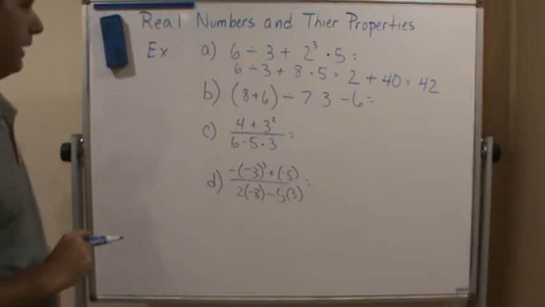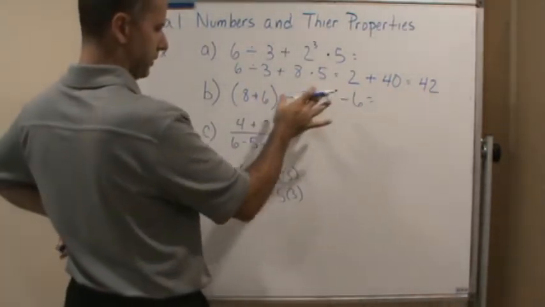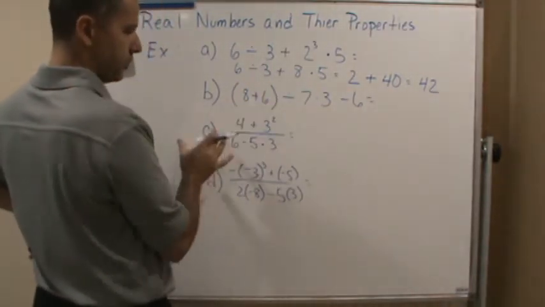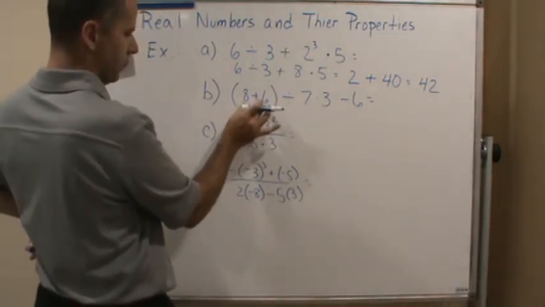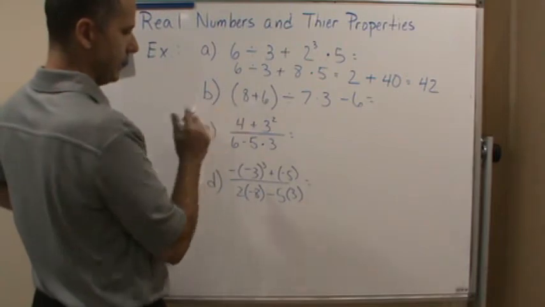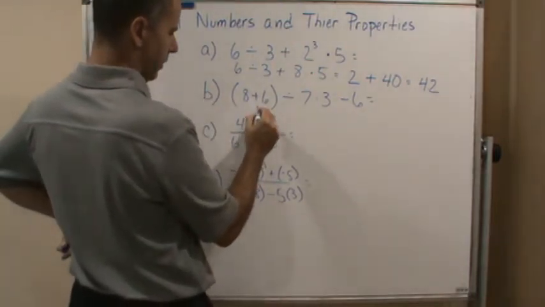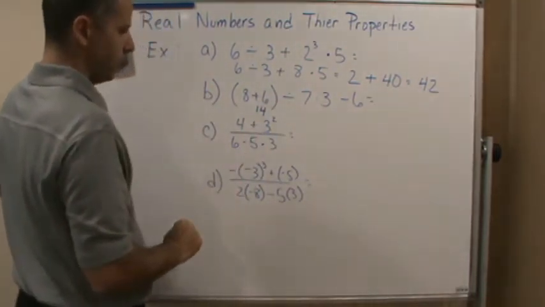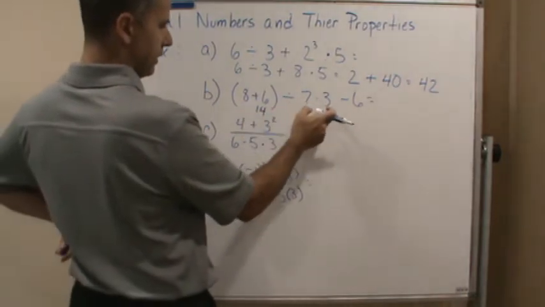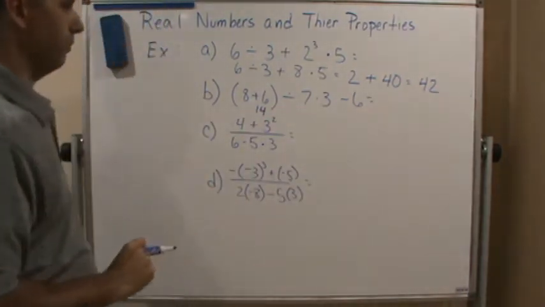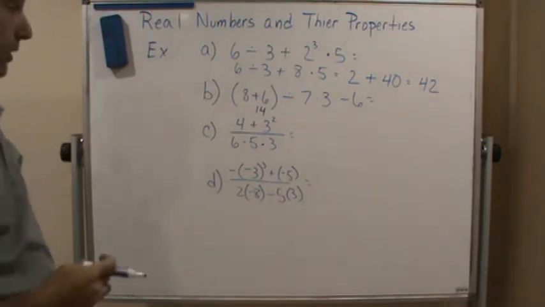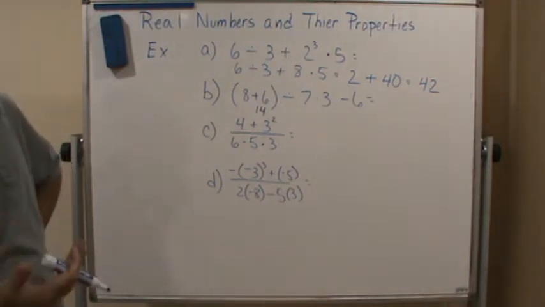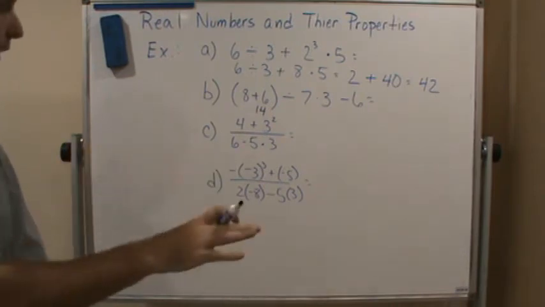Now let's do this one. This one here does have some groupings, so we're going to do parentheses first. Remember PEMDAS. So we're going to do the parentheses first, so this becomes 14. And so we get 14 divided by 7 times 3 minus 6. Now, since we're done with the parentheses and there are no exponents in here, we're going to go right to multiplication and division. We're going to go left to right.